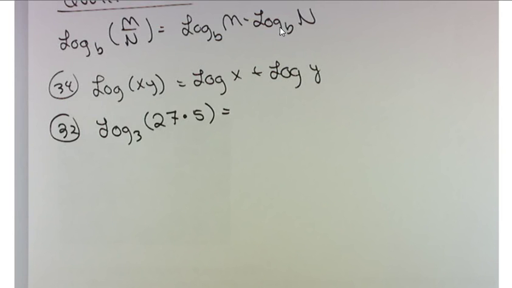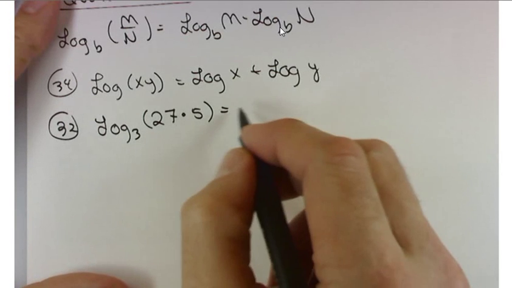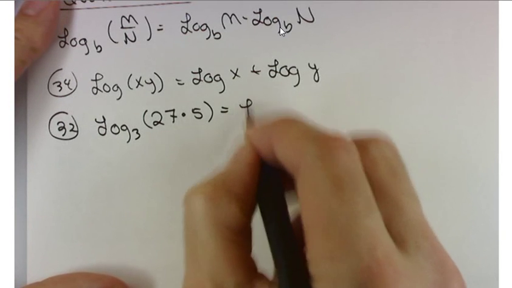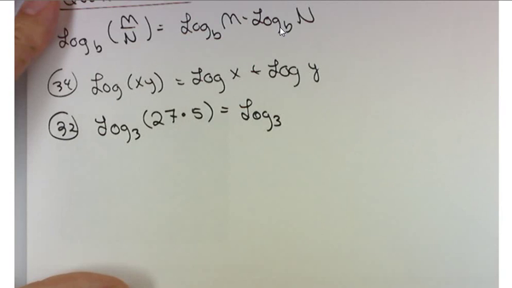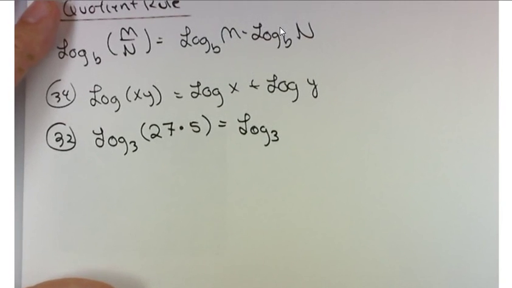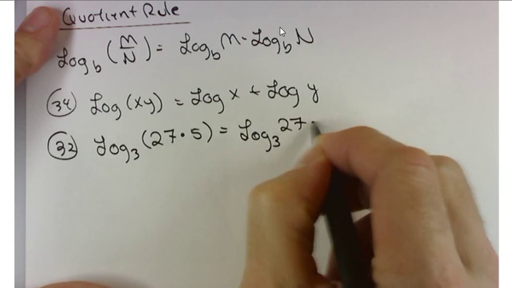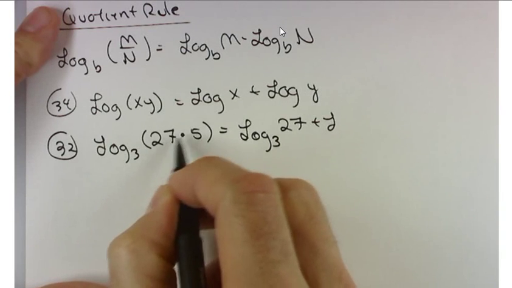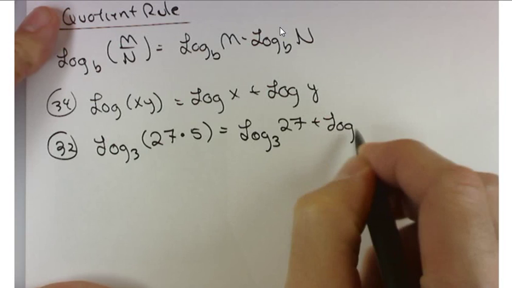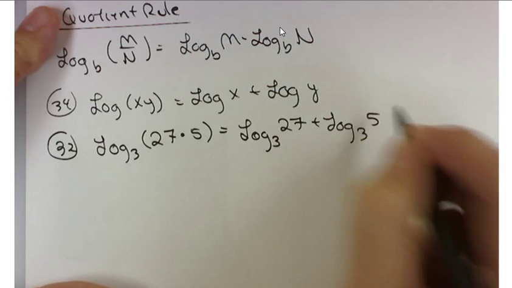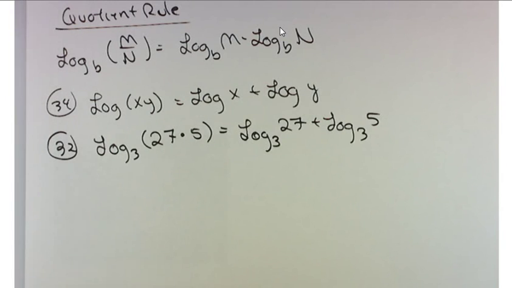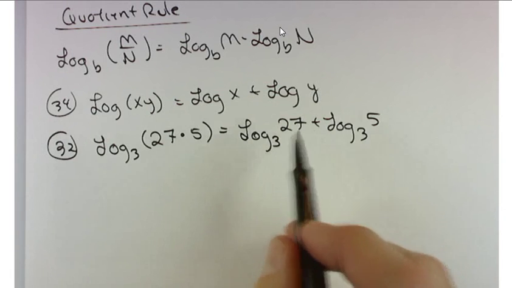Abdulaziz, how would I break this up using the product rule? What would it look like? Log base 3 of... It's times, it's not a 0.5, it's times. So it's log base 3 of 27 plus log base 3 of 5. Good. Now there is one more thing that you're going to be asked to do, and that's simplify this one.